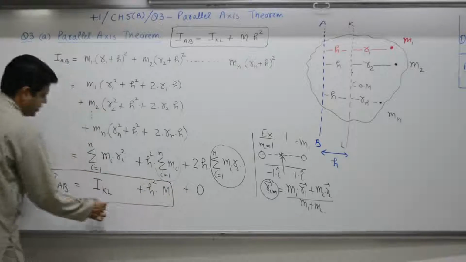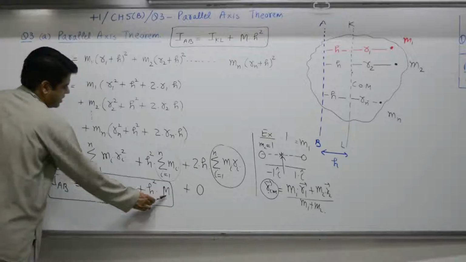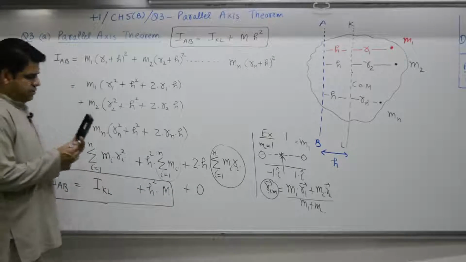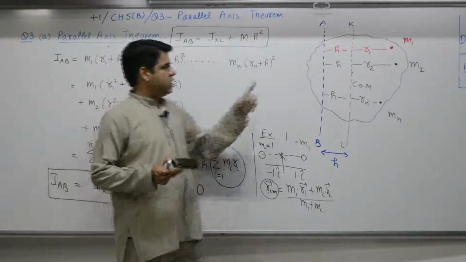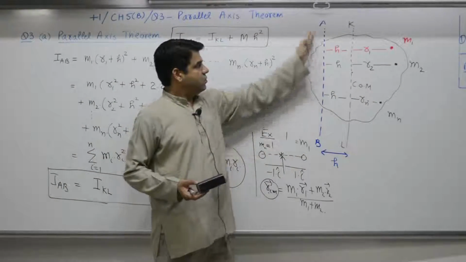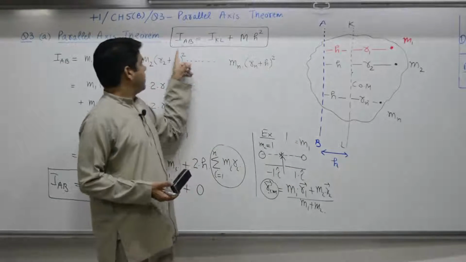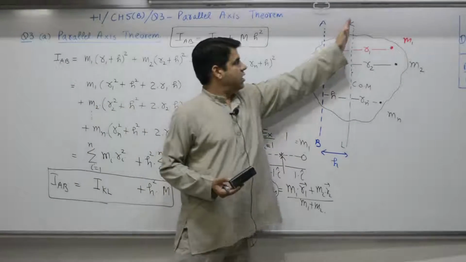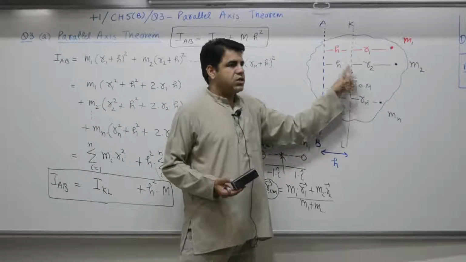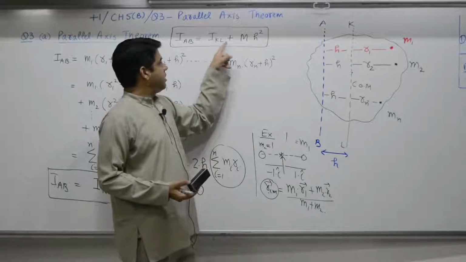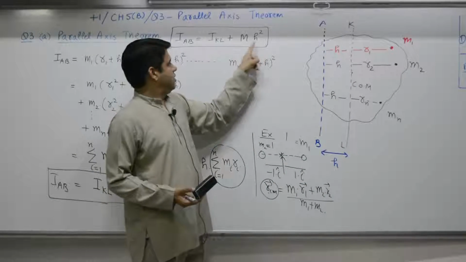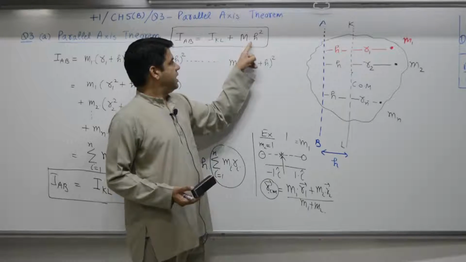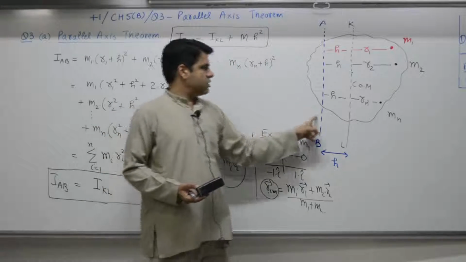Moment of inertia about KL plus mh square. It means the moment of inertia of this object about any axis AB is equal to the moment of inertia about an axis passing through the center of mass, I KL, plus the product of the mass of the object and the square of the perpendicular distance between the two.